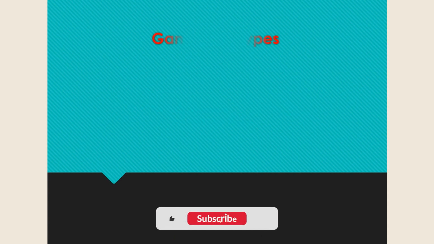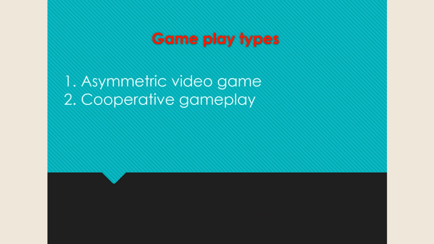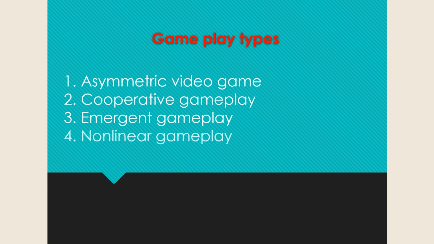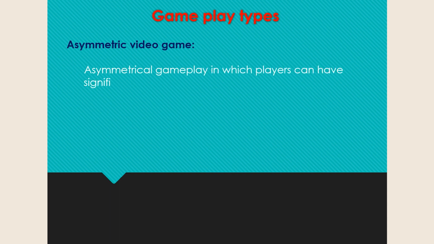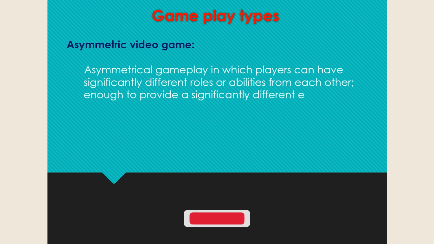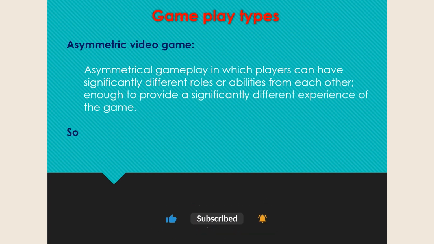Gameplay also has some types. 1. Asymmetric video game. 2. Cooperative gameplay. 3. Emergent gameplay. 4. Nonlinear gameplay. Let's look at all of them. Asymmetric video game. Asymmetrical gameplay is gameplay in which players can have significantly different roles or abilities from each other, enough to provide a significantly different experience of the game.